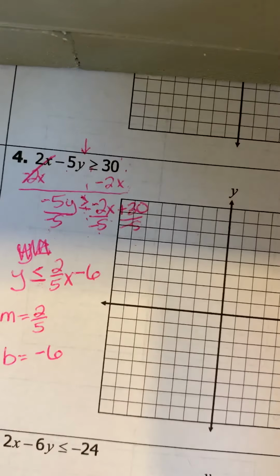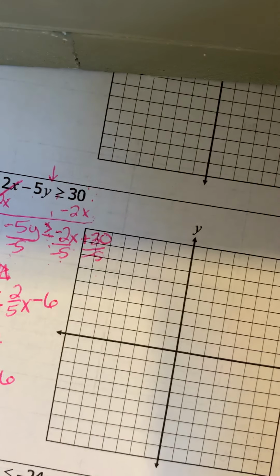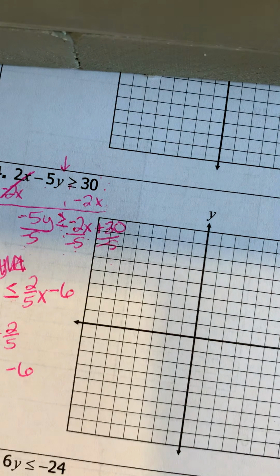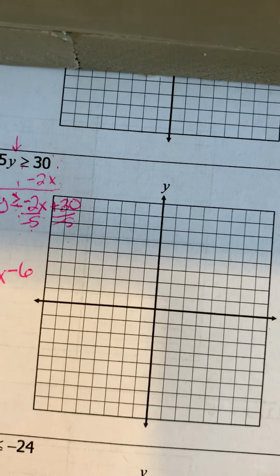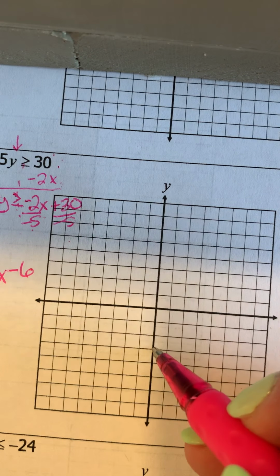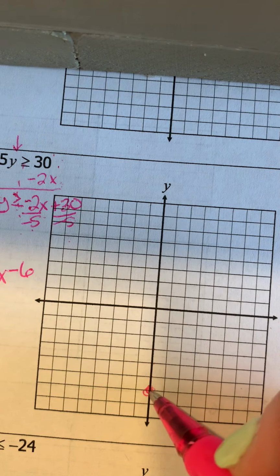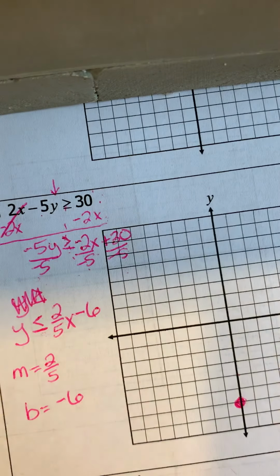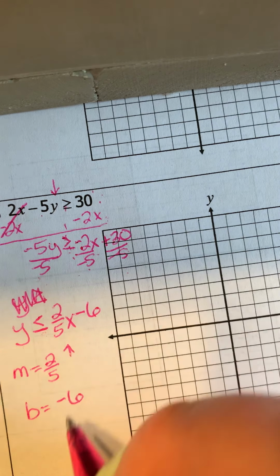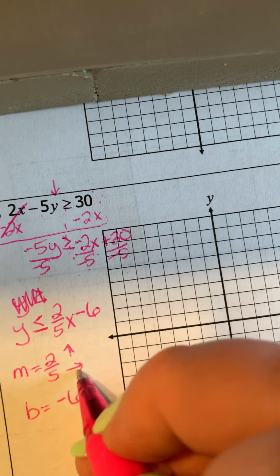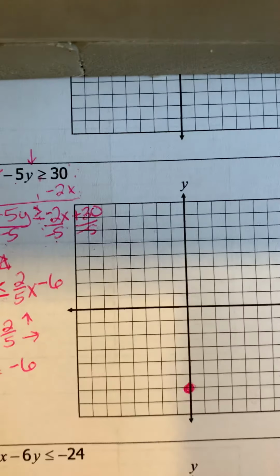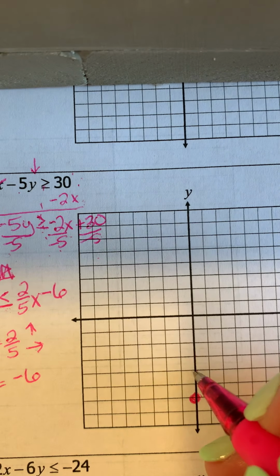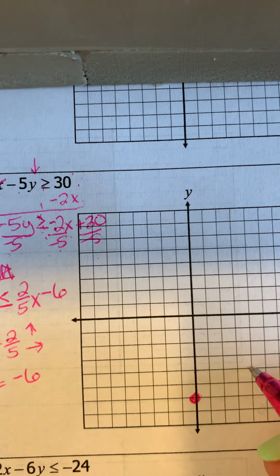So going over to my graph, I'm going to find -6 on the y-axis. So 1, 2, 3, 4, 5, 6. I'm going to put a dot. I'm going to use my slope. So my slope over here was a +2, so that means up, and a +5, that means right. So I'm going to go from that point up 1, 2, right 1, 2, 3, 4, 5. I don't have enough room to repeat the process.